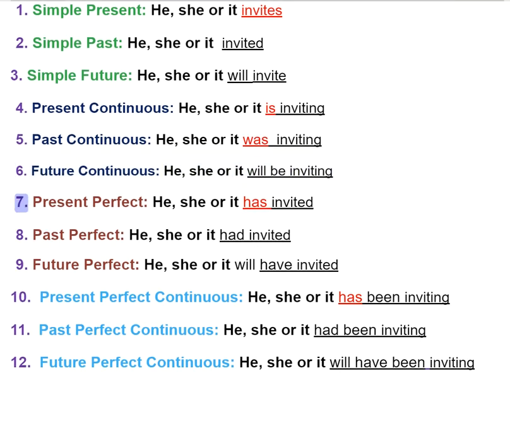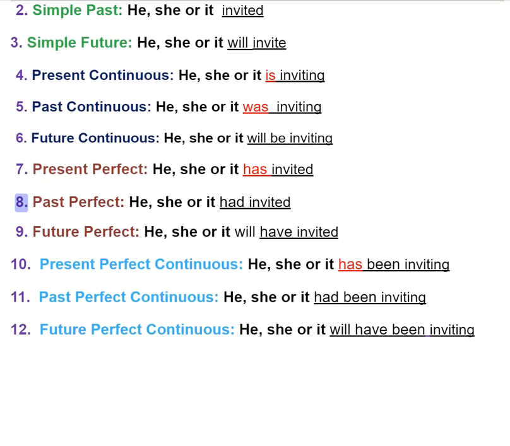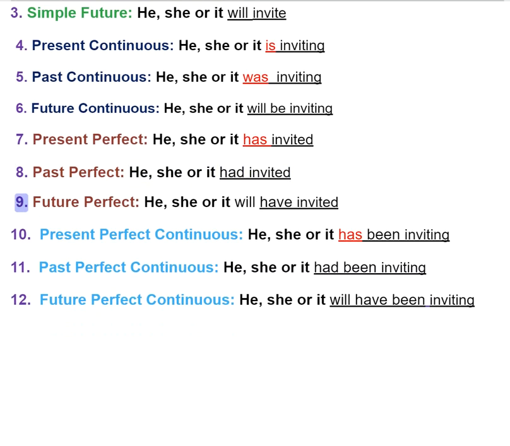7. Present perfect, he, she or it has invited. 8. Past perfect, he, she or it had invited. 9. Future perfect, he, she or it will have invited.